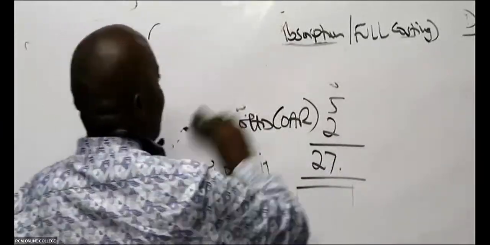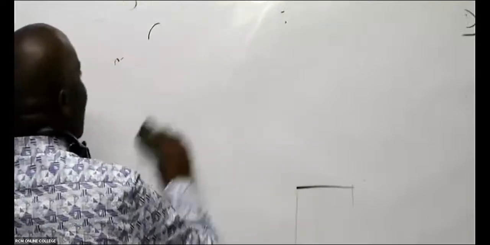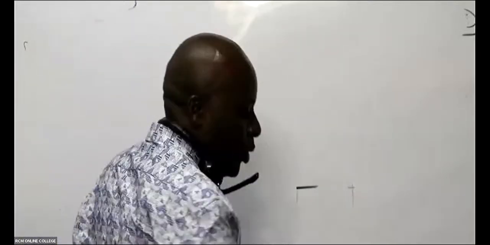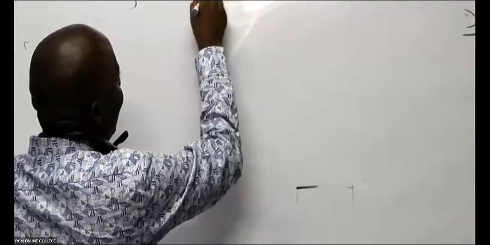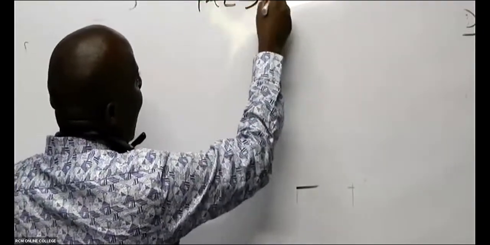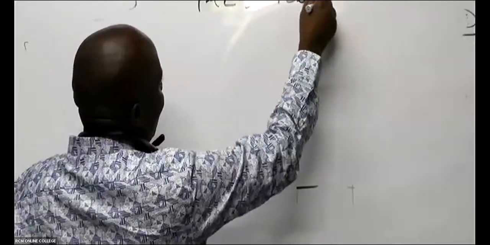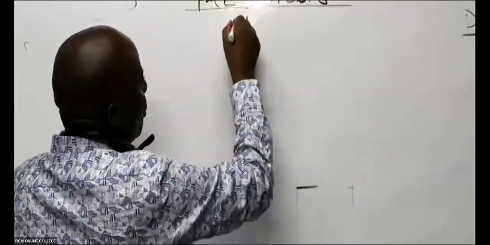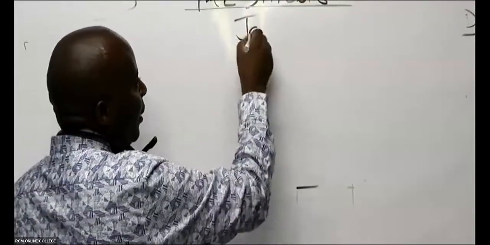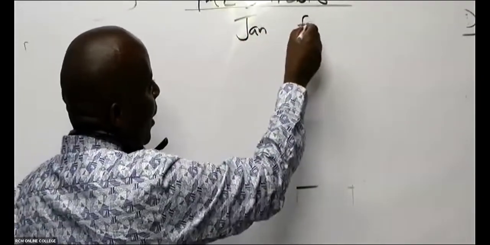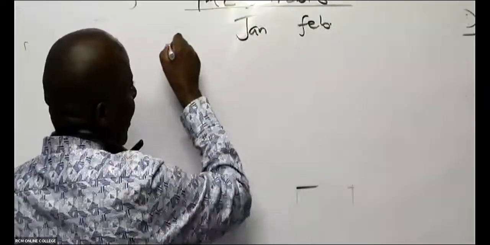Profit and loss statements using marginal costing. So we have here P and L, marginal costing. So we have January. We have what here, somebody, February, like that.